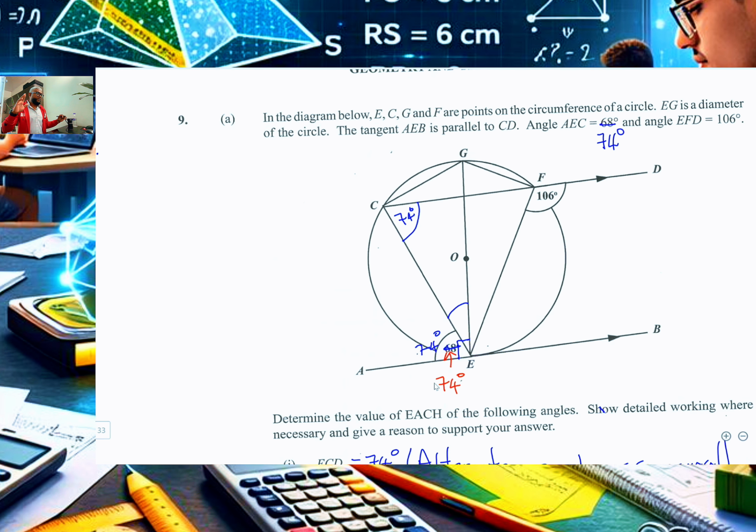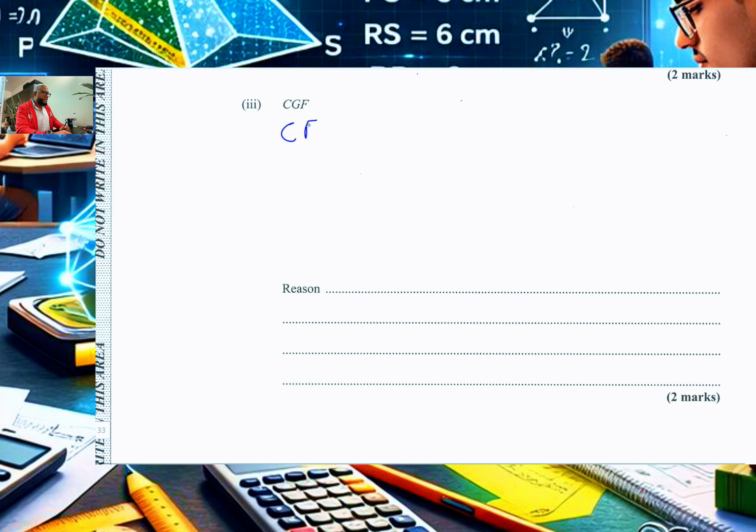CGF. C to G to F. Let me state here 74. Angles at a point on a straight line add up to 180. So that means 74 plus this whole angle in the middle here, plus 74, would add up to 180. So this angle will be what? Let's put CEF first. So CEF would be equal to 180 minus 74 plus 74. And what did y'all get? So yeah, working out, 32.